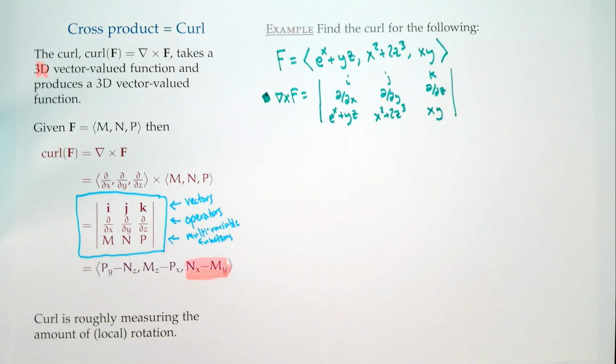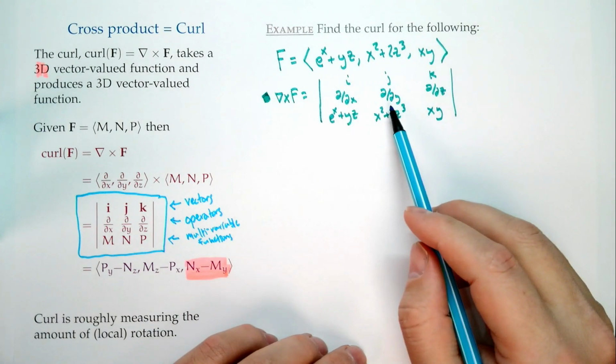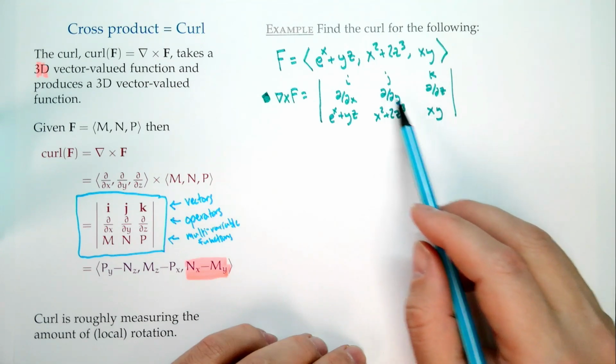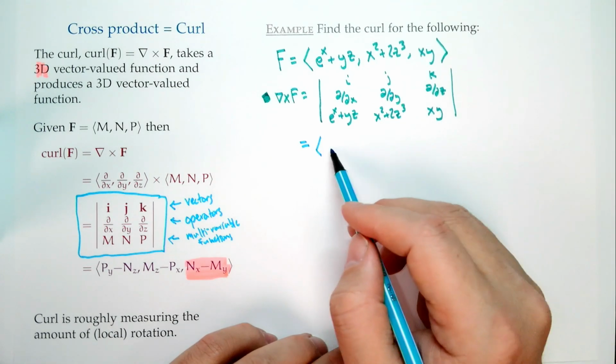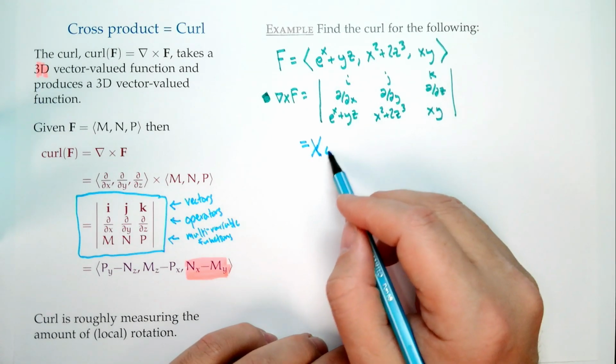So now we work it through. We're going to take i partial y of x times y. So the derivative of x times y with respect to y will give us x. That's in the i direction.